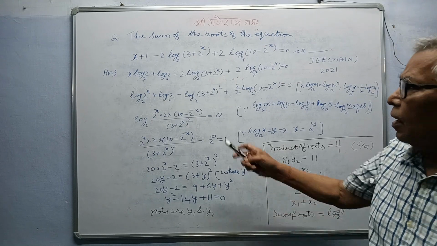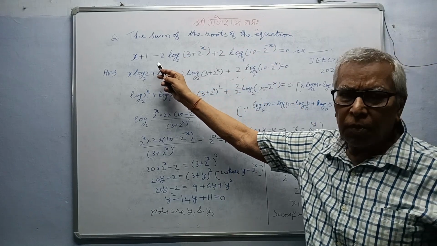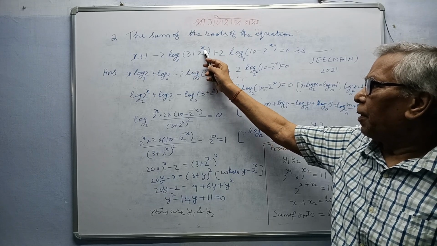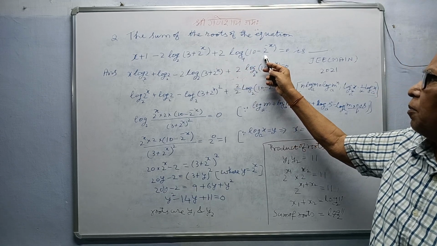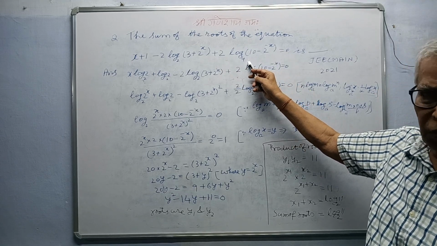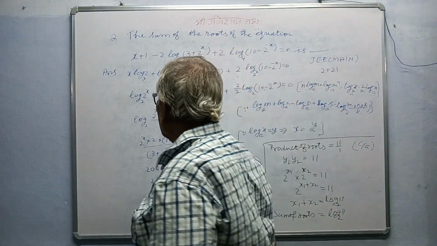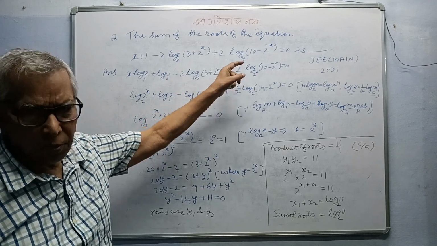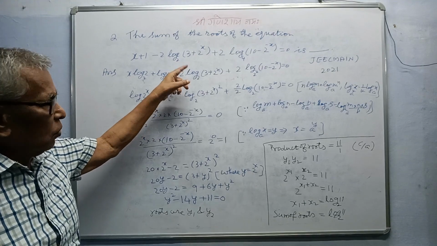Question: the sum of the roots of the equation x plus 1 minus 2 log 3 plus 2 power x base 2 plus 2 log 10 minus 2 to the power 2 minus x base 4 is equal to 0. Let us see here. Base is 2, here base is 4. So we will calculate with base 2, taking base 2.